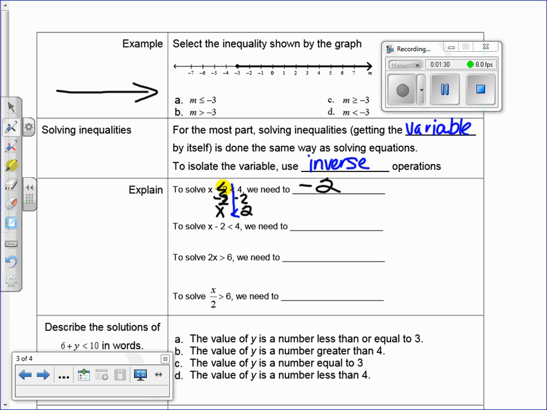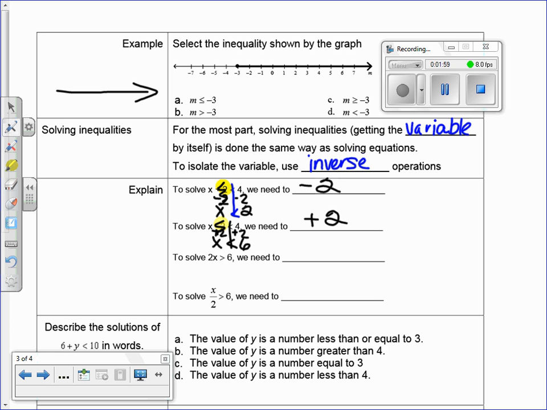Taking a look at x minus 2 less than 4, in order to solve that, hopefully you said, we need to add 2. I draw my line, bring down my inequality symbol, and highlight that 2. The opposite of minus 2 is plus 2. Whatever I do to one side, I do to the other. Those 2's cancel. x less than 6.